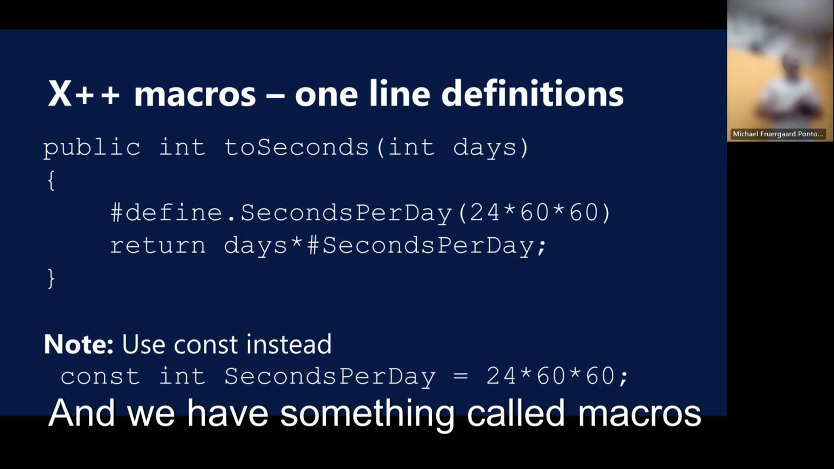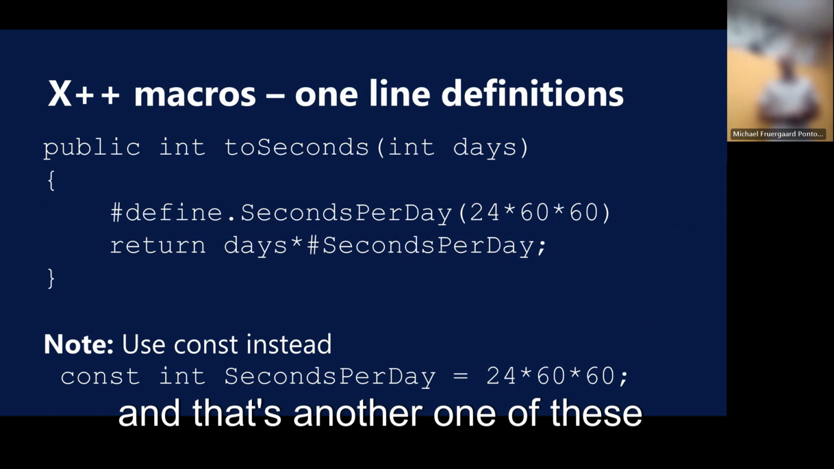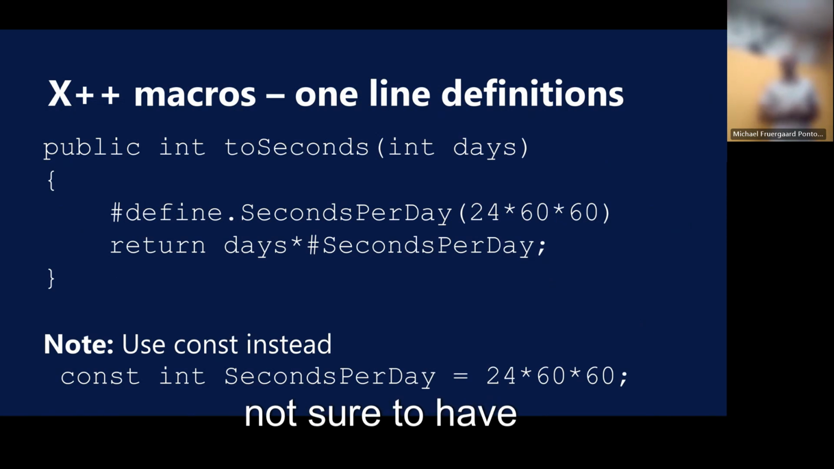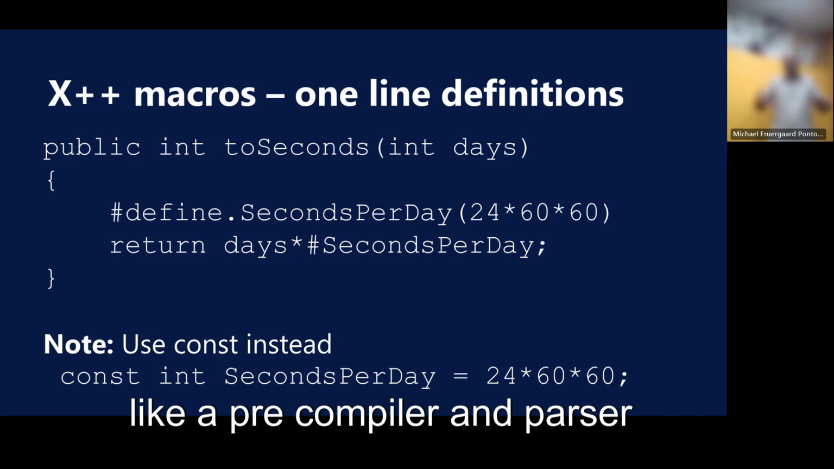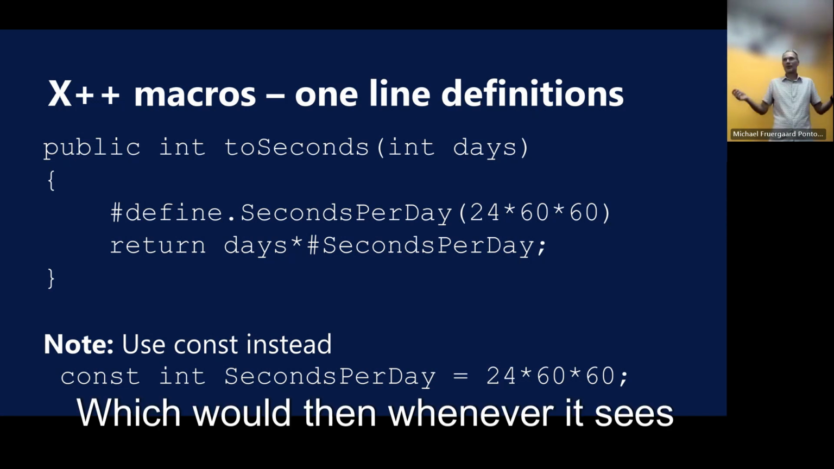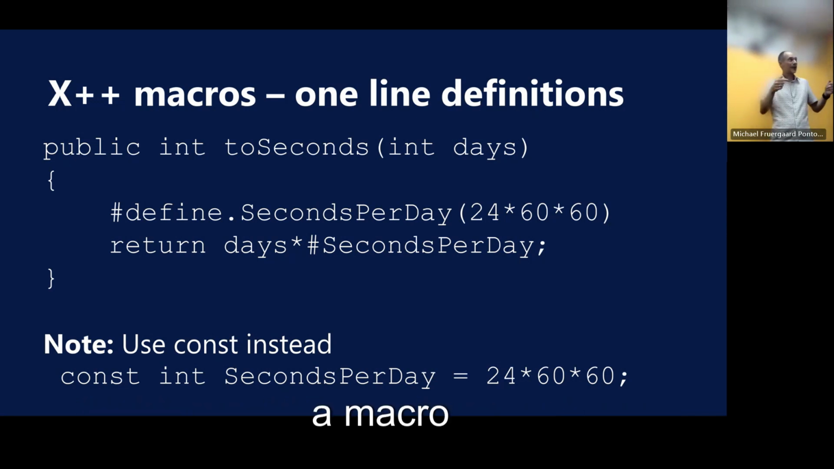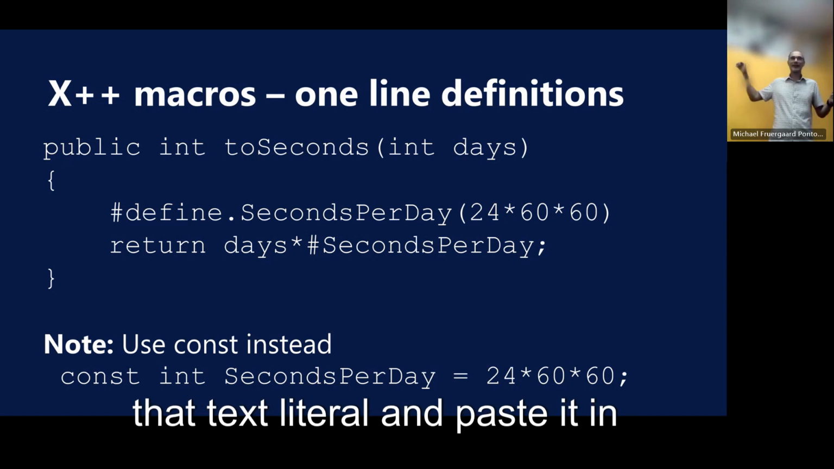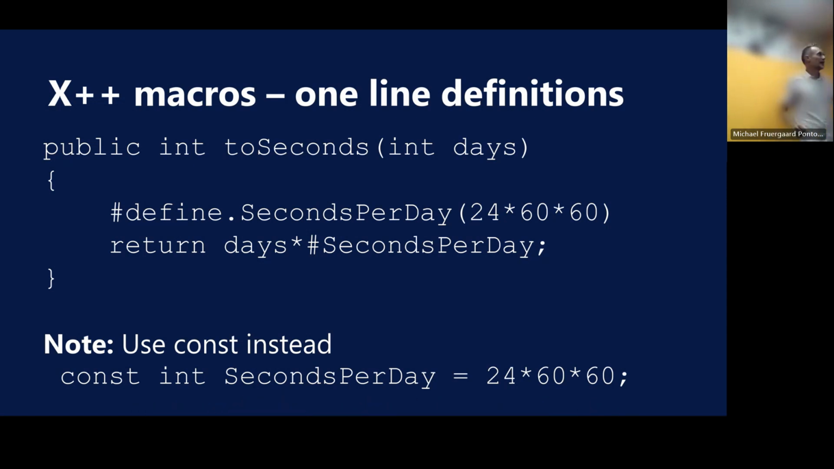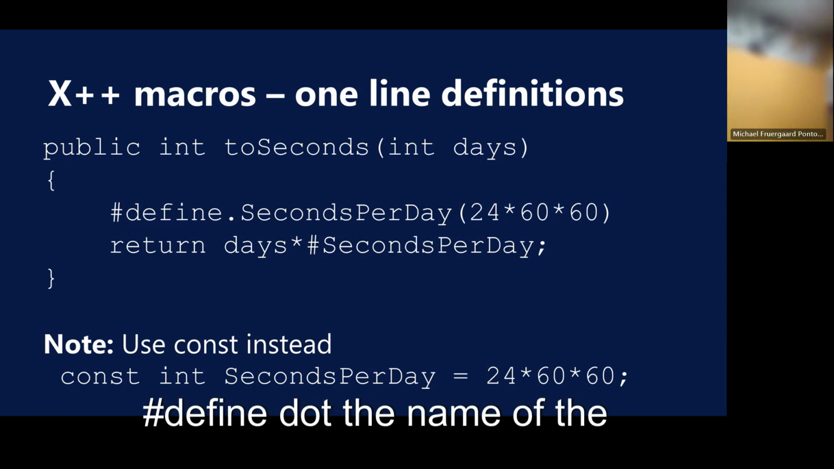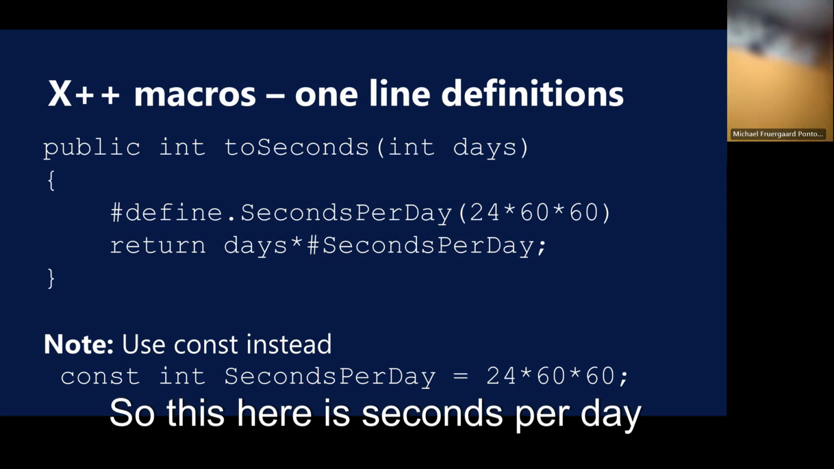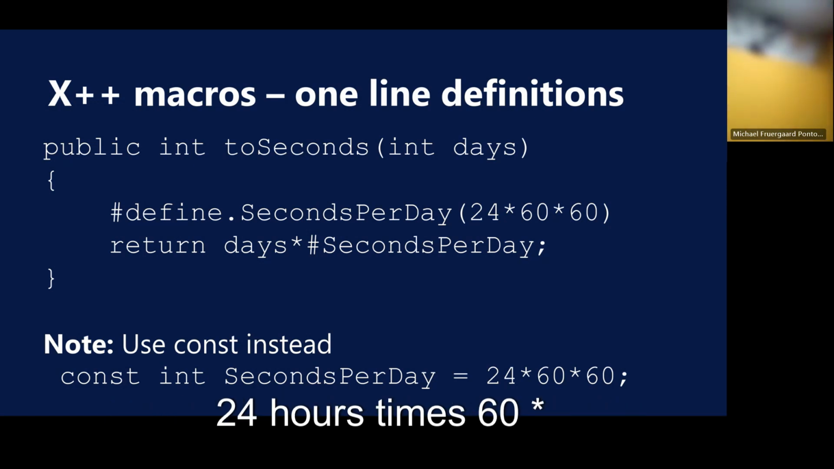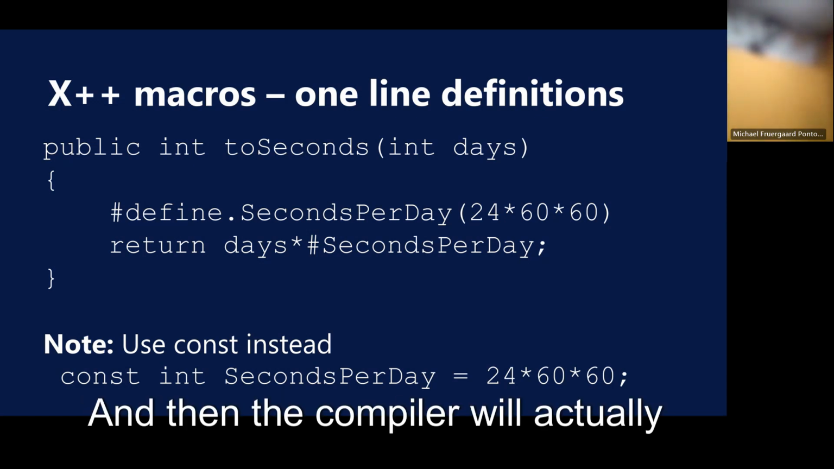Then we have something called macros. And that's another one of these that we would like not to have. But this language was invented back in the days where you had like a pre-compiler parser, which would then, whenever it sees a macro, it will basically just take that text literal and paste it in when it's referenced. So you define a macro with hashtag define, the name of the macro, and then in parentheses, whatever you want. So this here is seconds per day, 24 hours times 60 times 60, that's how many seconds we have per day.